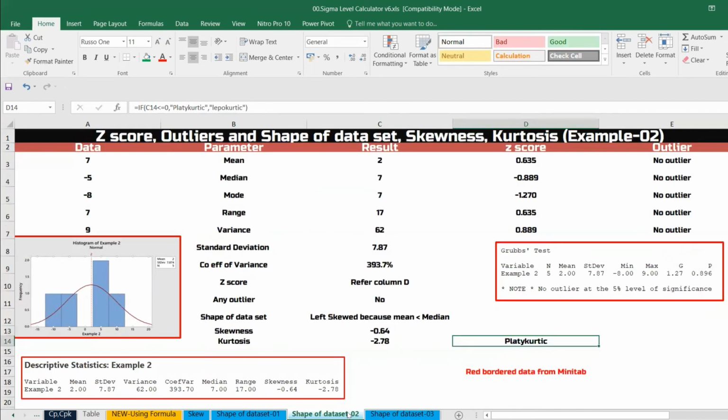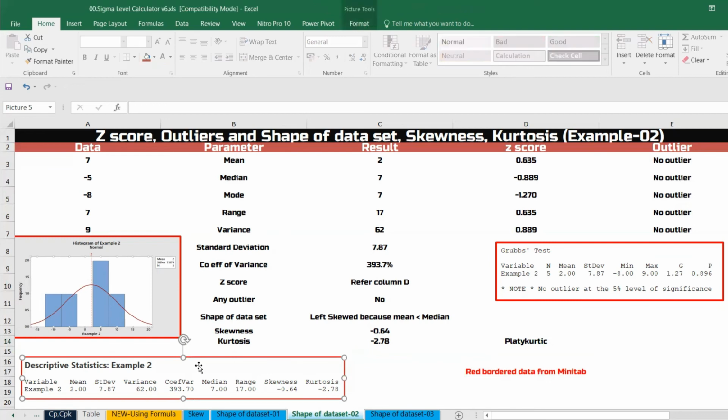So let's go back. In this case we got the bell curve values, and exactly the same values we got in Excel as well. Mean is matching, standard deviation 7.87, variance is 62, coefficient of variation is 393 percent, median is equal to 7, range equal to 17, skewness is minus 0.64, and kurtosis equal to minus 278. Then we did the outlier test, and it says that there is no outlier, right?